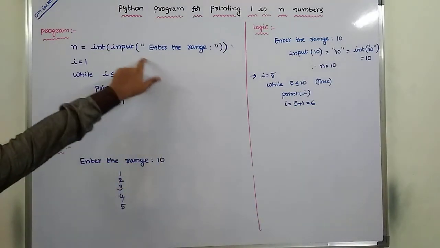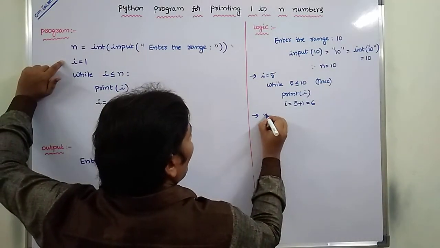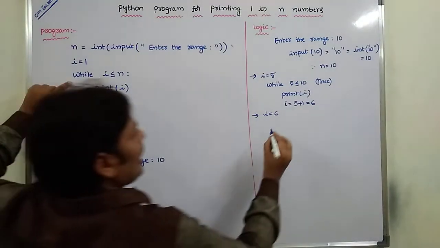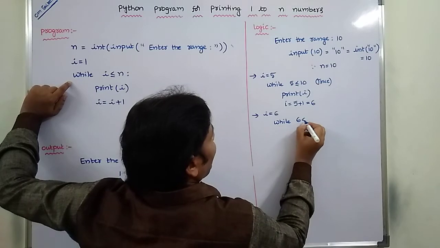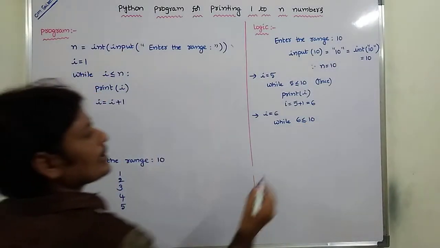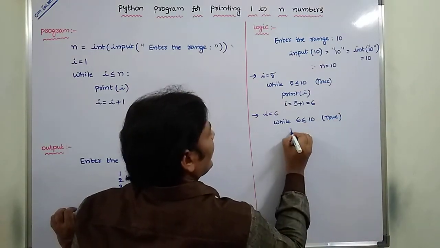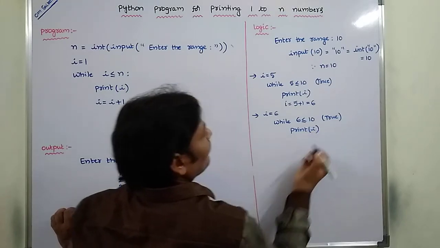Again, the control goes to the initialization of the while loop. So now I is equal to 6. Okay. Next, while I less than or equal to n, I value 6 and n value 10. 6 less than or equal to 10. So condition is true. If the condition is true, the control goes to the body of the loop.